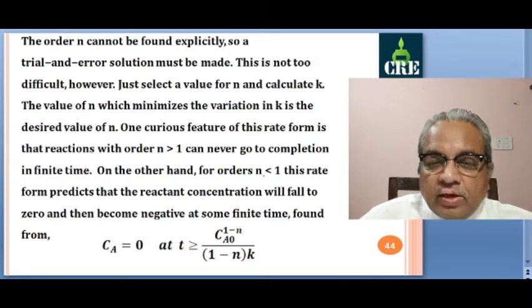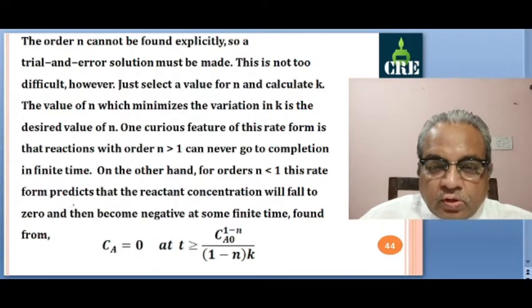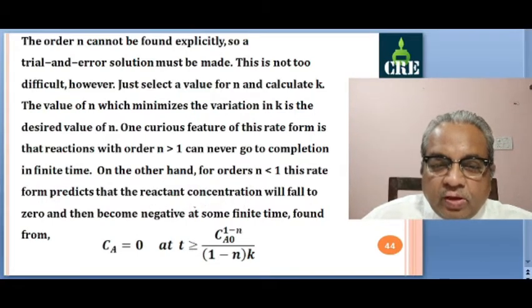On the other hand, for n less than 1, the rate form predicts that the reactant concentration will fall to 0. That means complete conversion, and then become negative. So concentration falls to 0, and mathematically you get negative concentration at some finite time. But negative concentration is meaningless. That means when concentration becomes 0, conversion is complete for n less than 1, and that will happen at some particular time.